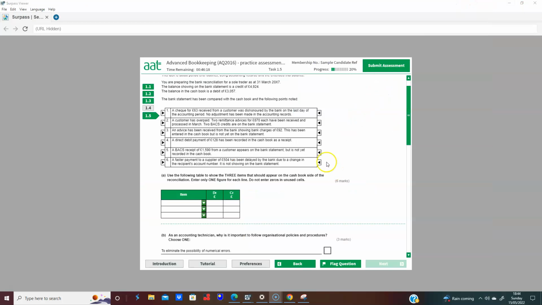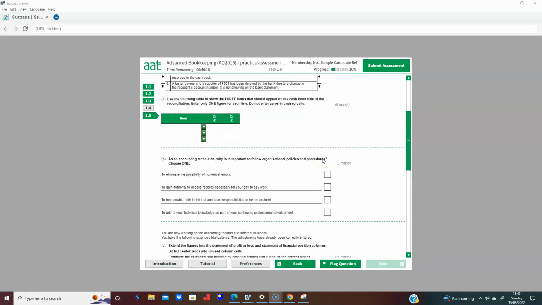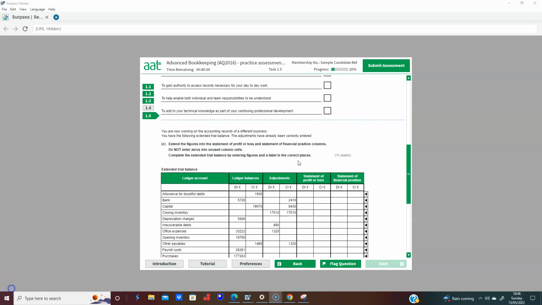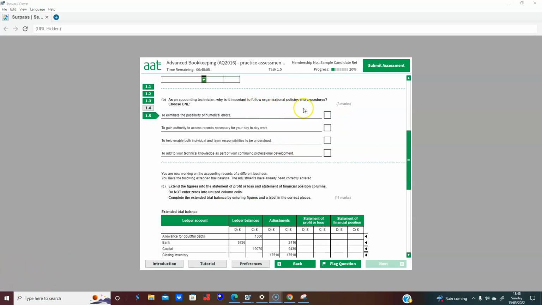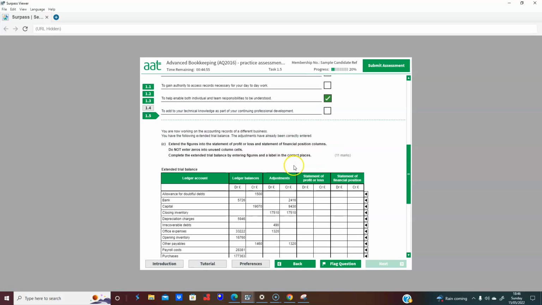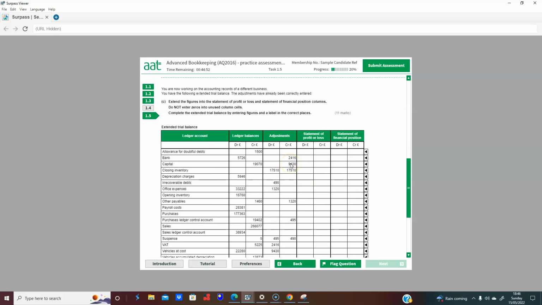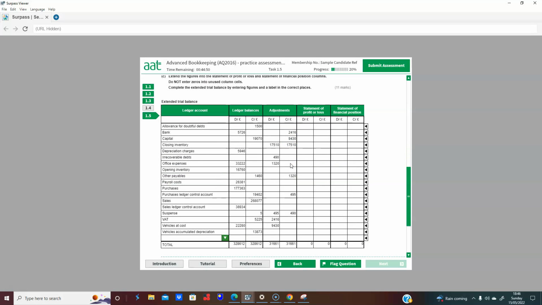So that's that. Then you have this one. What they're really asking you here is to look at these organizational policies and procedures. Why is it important? I'm sure you looked at all of these and they help enable both individual and team responsibilities to be understood. Great stuff. Now, here what we're doing is working through the adjustments with the extended trial balance and looking for those things that affect the income statement and the balance sheet, right?